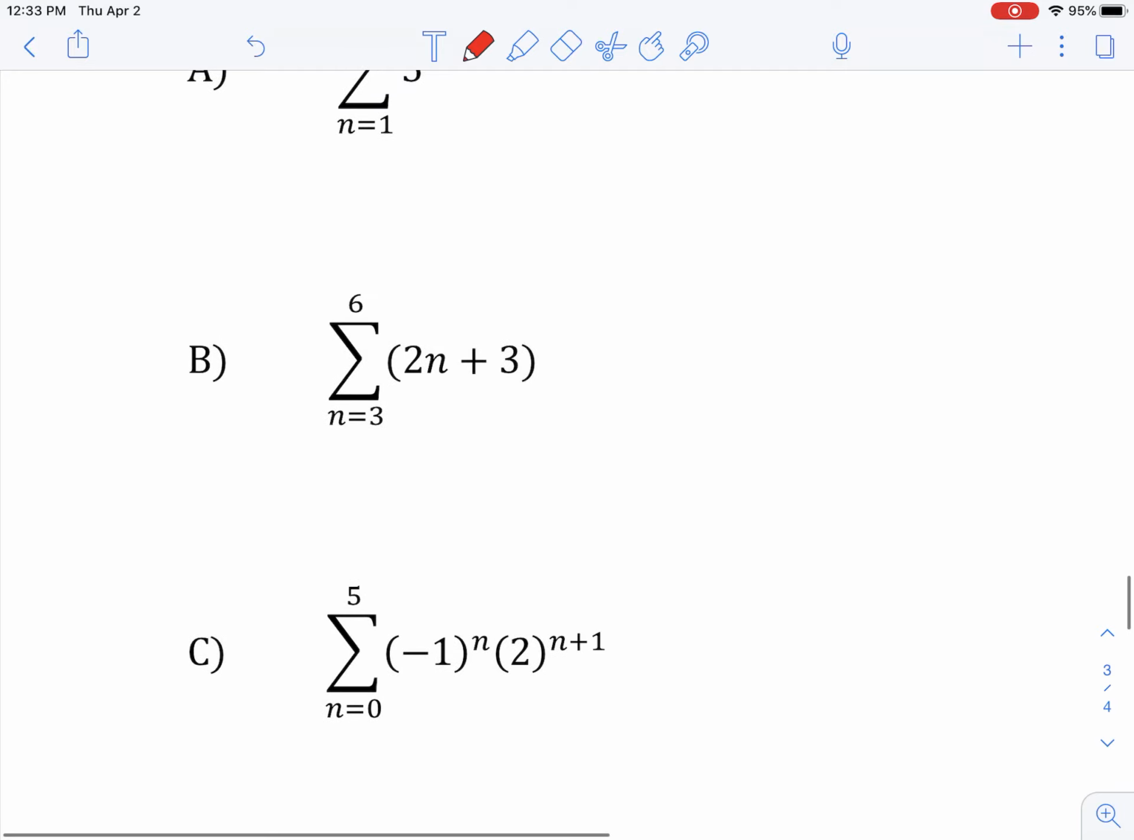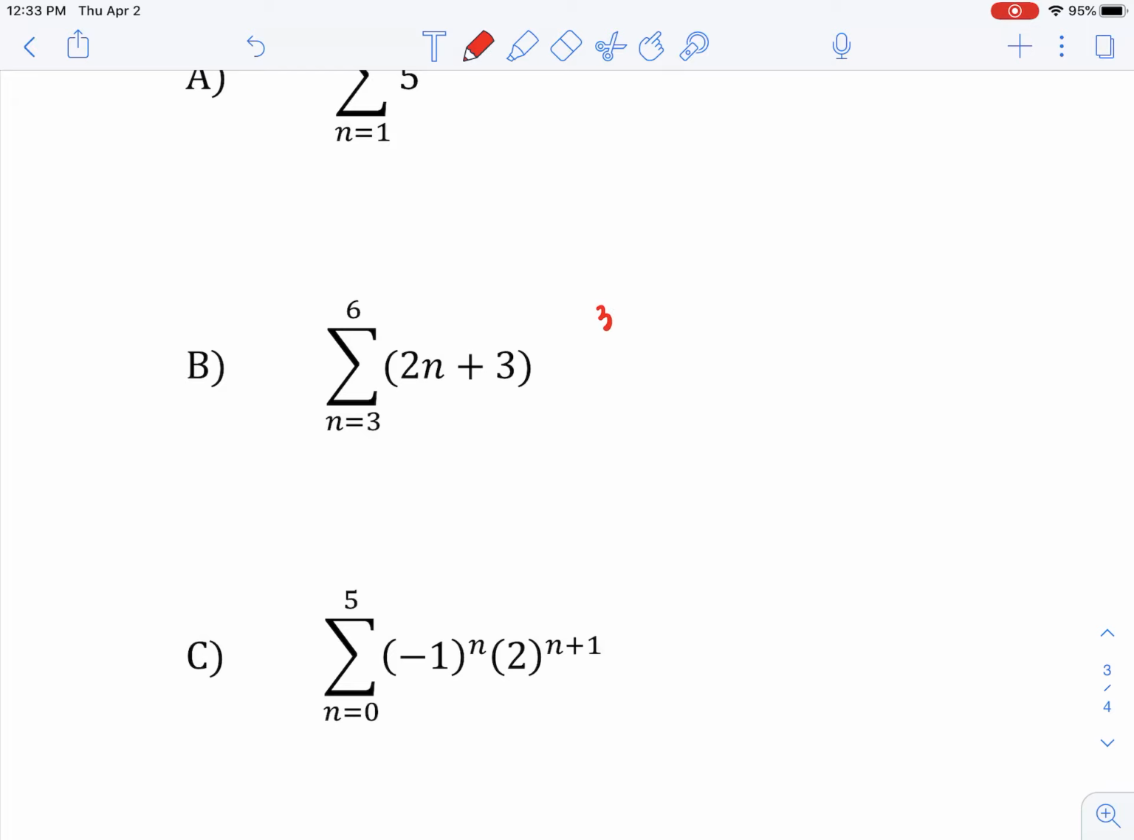So let's start with B actually, because I think A is a little bit more confusing if you don't do B first. So we're going to plug in 3, 4, 5, and 6. Now I'm writing these small and putting them there just so I don't get lost. All right, let's start by plugging in 3 here. 2 times 3 is 6. 6 plus 3 is 9. Now I'm going to plug in 4. 2 times 4 is 8. 8 plus 3 is 11. Plug in 5, I get 13. Plug in 6, I get 15.